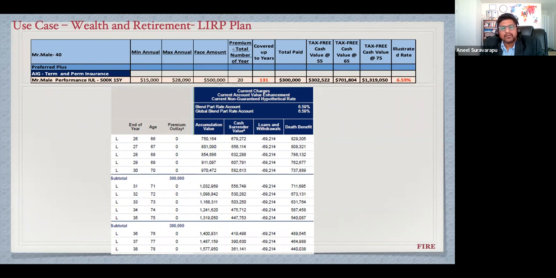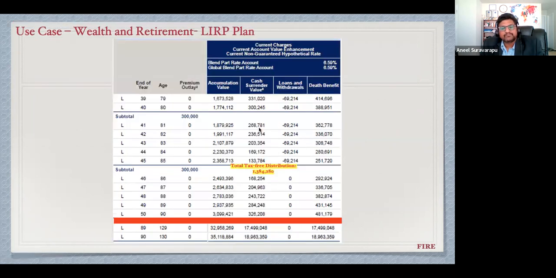So here, by taking that compounding, the money went to close to 1.39 million, and at the age of 65 the total cash value is close to 700K, which is completely tax free. From this amount, starting from 65, he can take close to 70K every year for retirement purposes, completely tax free.